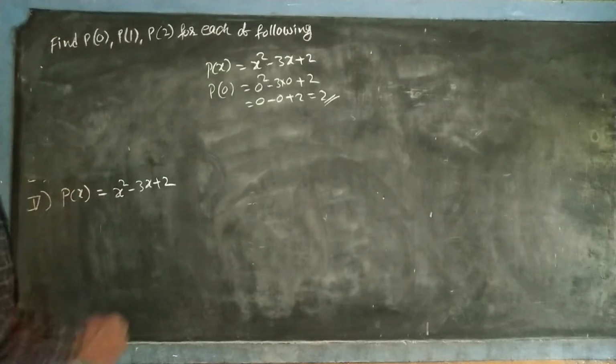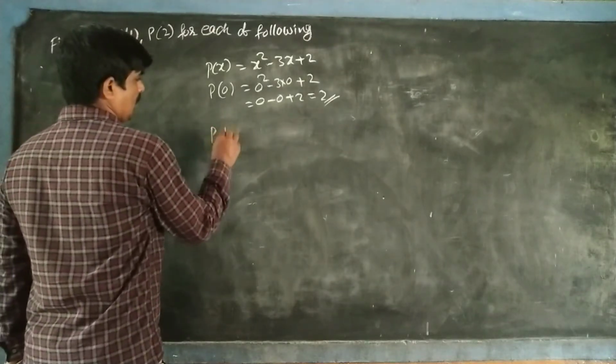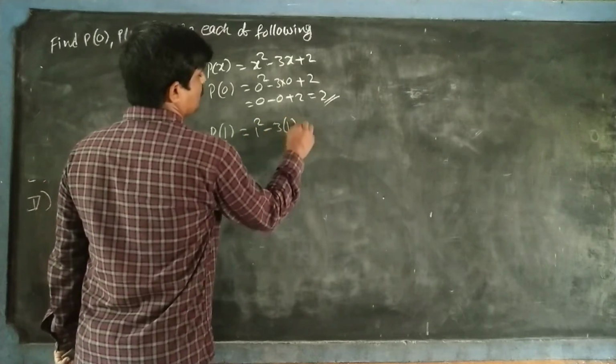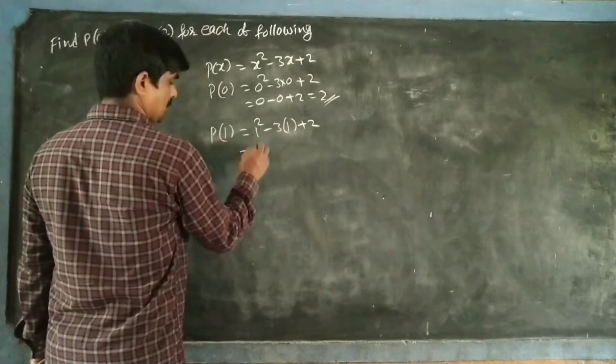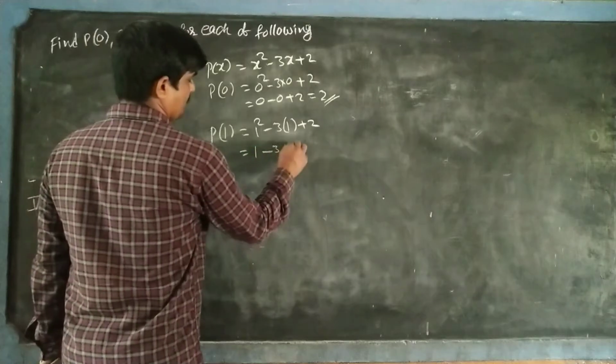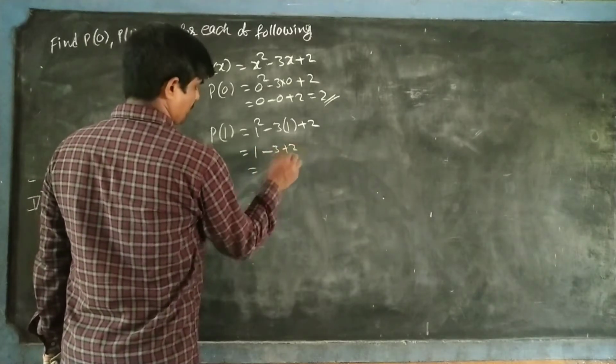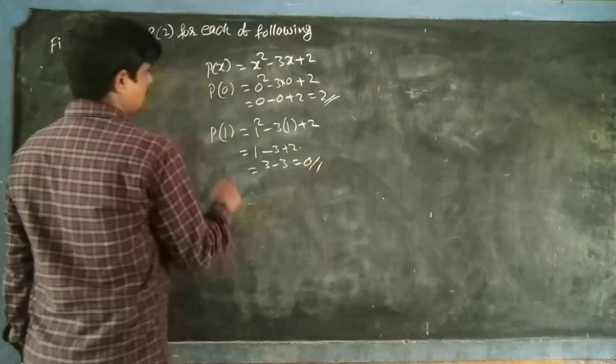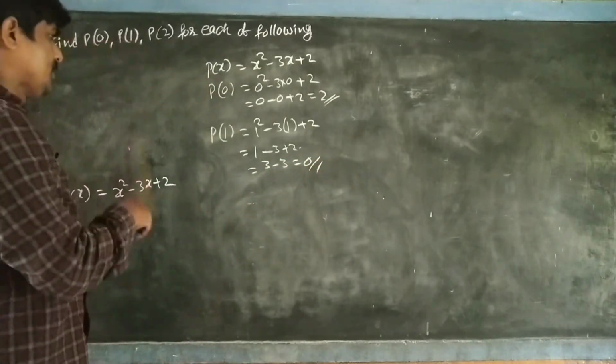Okay, next write p of 1. P of 1 is equal to 1 square minus 3 into 1 plus 2. That is equal to 1 minus 3 plus 2. So 1 plus 2 is 3, 3 minus 3 is equal to 0. The p of 1 is equal to 0.